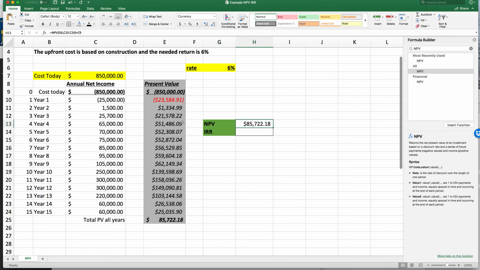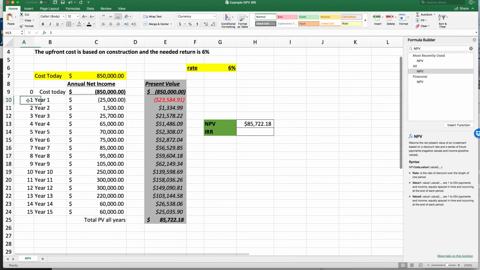So net present value is going to be the present value of all the years of potential income, and then you add to that the cost of today. And the net, if it's positive, this is a good decision. So that's what we would have there as an answer.